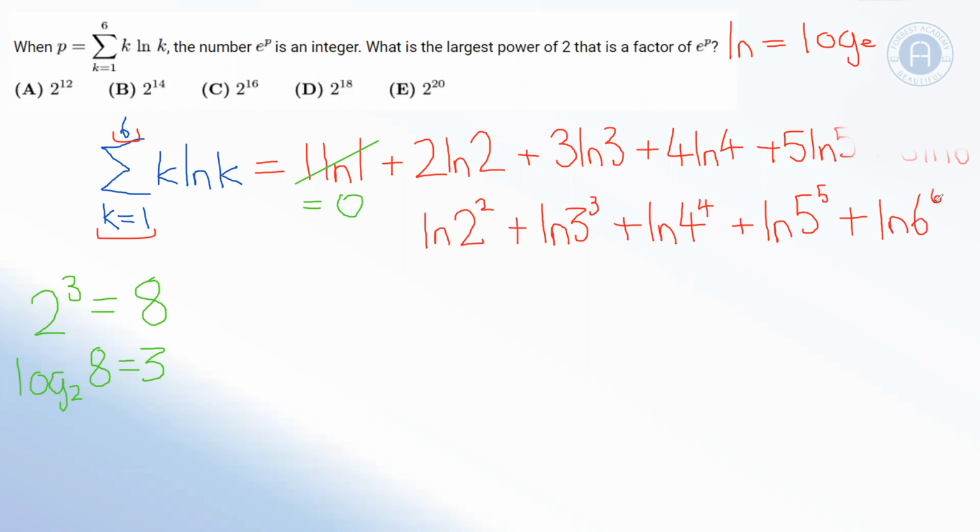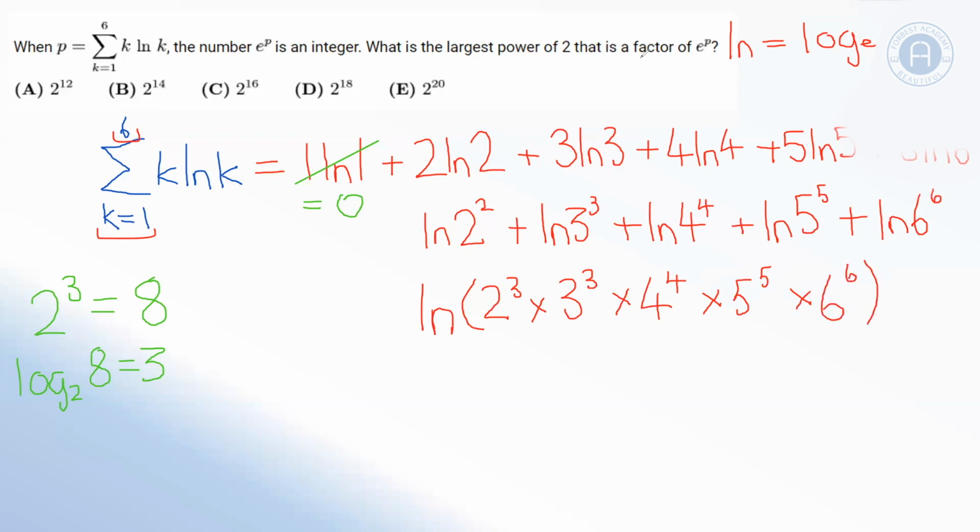And again, we have another logarithm rule we can use here. When we have logarithms being added together, as long as they're the same base, which all of these are, they're all base e, we can put them in one single logarithm by multiplying all of these things together. So that gives me natural log of 2 to the power of 2 times 3 to the power of 3 times 4 to the power of 4 times 5 to the power of 5 times 6 to the power of 6.